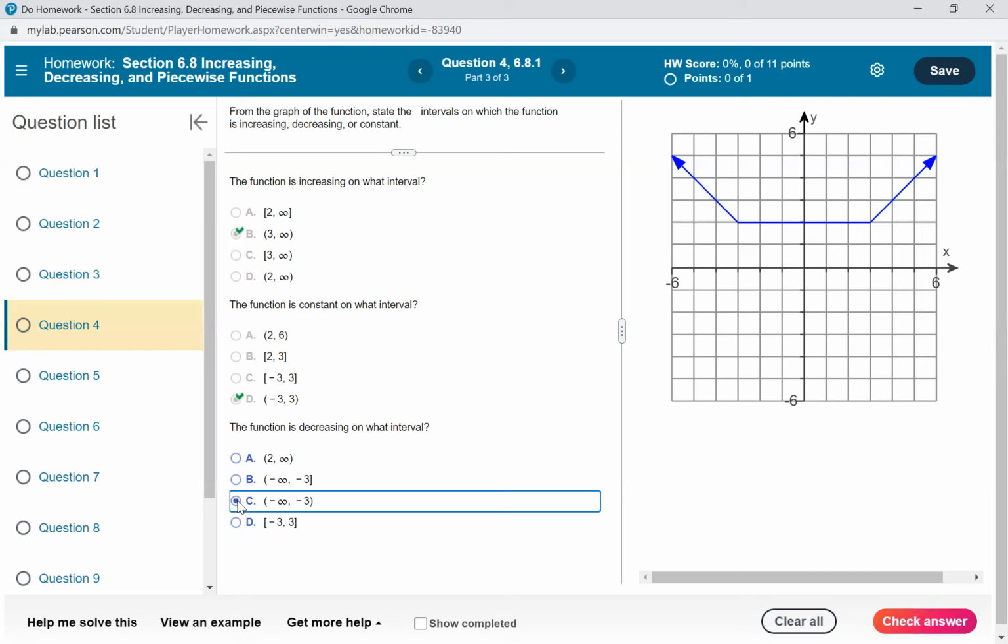Okay. And there you go. So that's your trick on these. Focus on the x's. Do not focus on y values at all when you're looking at these intervals, okay? We don't care how much it increased. We just want to know the intervals where it was increasing.